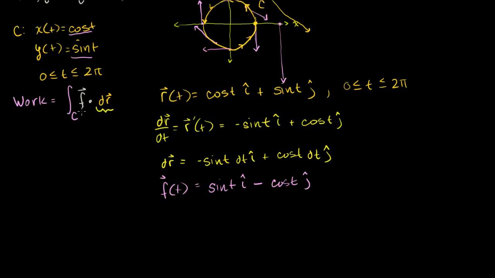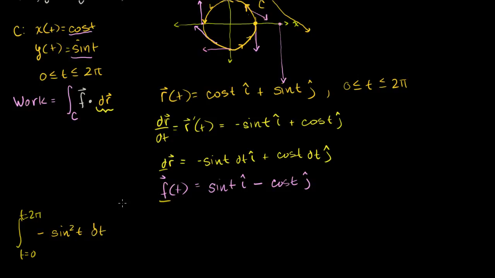If we want to find this line integral, it's going to be the same thing as the integral. Let me pick a nice soothing color. Maybe this is a nice one. The integral from t equals 0 to t equals 2 pi of F dot dr. Now, when you take the dot product, you just multiply the corresponding components and add it up. So we take the product of the sine of t with the minus sine of t dt, you're going to get minus sine squared t dt.